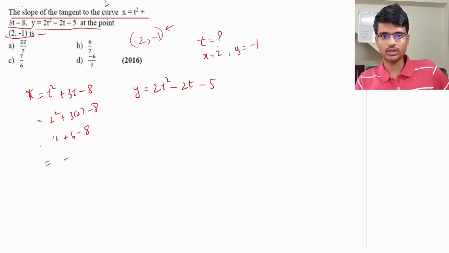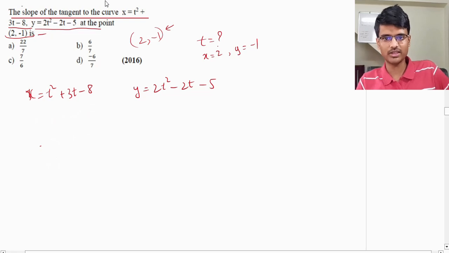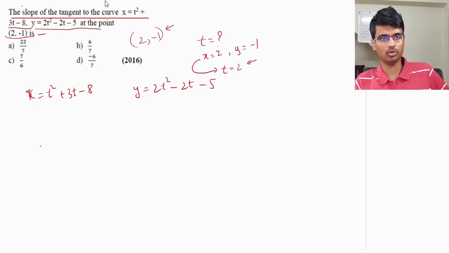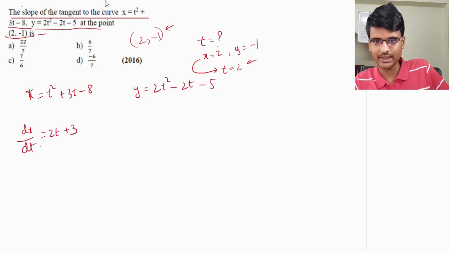So for the value of t equal to 2, my x is equal to 2 and my y is equal to minus 1. The y part you can check. So x equal to 2 and y equal to minus 1 happens when t is equal to 2. This is important information we need to extract. Okay. So the slope of the tangent: from the parametric equations we have dx by dt is equal to 2t plus 3, and dy by dt is equal to 4t minus 2.